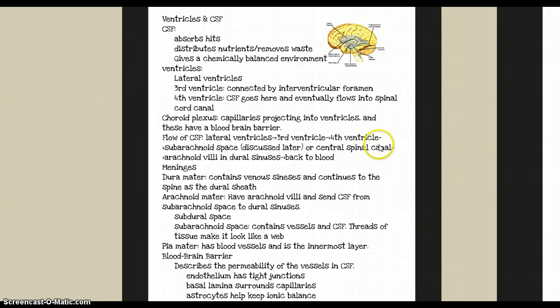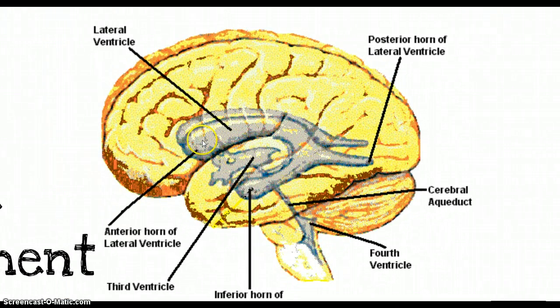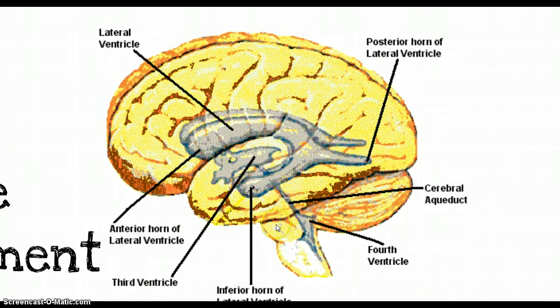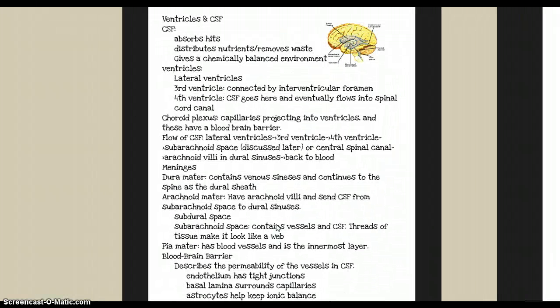Now, either way, they'll eventually go into the arachnoid villi and dural sinuses, and we'll talk about what this means later, and back to the blood. Now let's just take a look at this right now. So you can see the lateral ventricles, into the third ventricle, into the fourth ventricle, and this will go down a canal in the spinal cord, or they'll go in arachnoid villi, which we'll talk about right now. So the dura mater, the meninges, that's basically like protective covering of the brain.